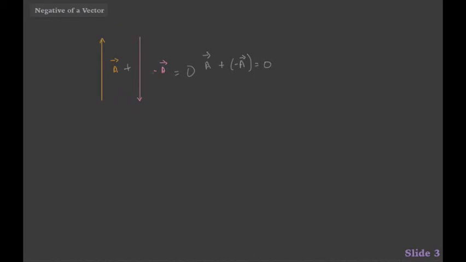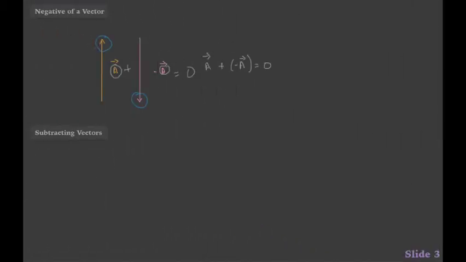It will always have the same magnitude, but it will be in the opposite direction. Alright, so we're going to use this negative of a vector concept, which is essentially taking a vector's negative. So if this is positive vector A, the negative of this would be the same vector's magnitude in the opposite direction, right? So this would be negative vector A.